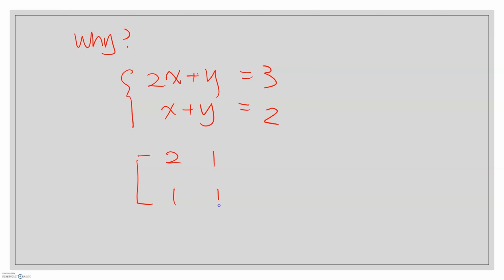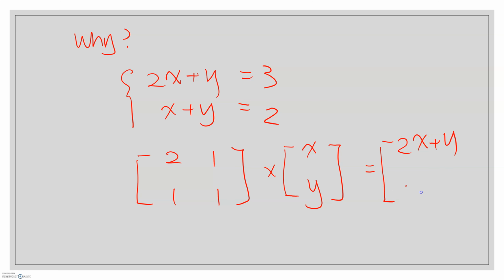So for example, if we have 2x plus y and x plus y, with the first one equal to 3 and the second one equal to 2, to make our life a bit easier. Okay, so when we write this matrix, it's just like 2, 1, 1, 1. Now if we use this original matrix to multiply x and y, think about it. We would get a very interesting result. We will get 2x plus y and x plus y.